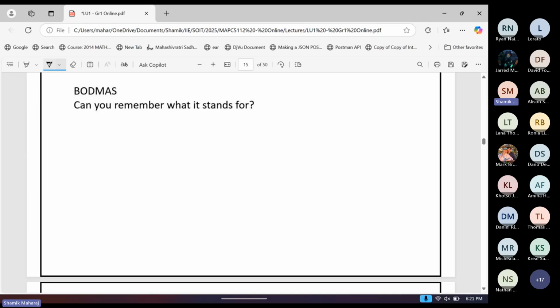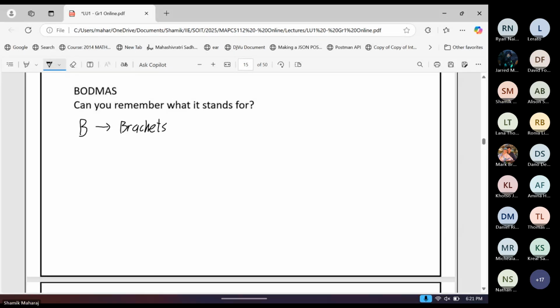Yeah, so let's see if we remember what everything stands for. I'm sure we do, but let's see if we know what everything represents as well. So the B, I'm sure everyone knows this is brackets, right? Let me just try and write as neatly as I can. Brackets. Okay. But brackets doesn't only cover brackets. There's one other thing that's covered in the B.